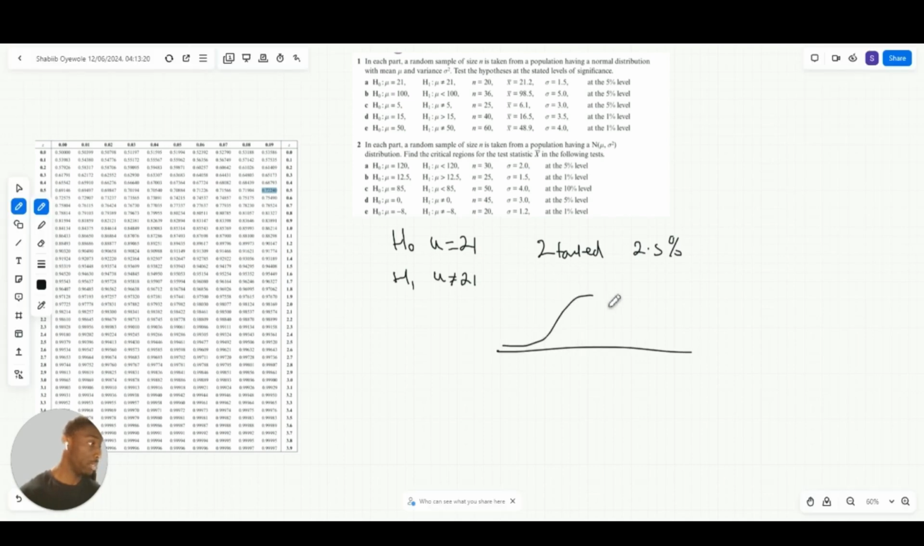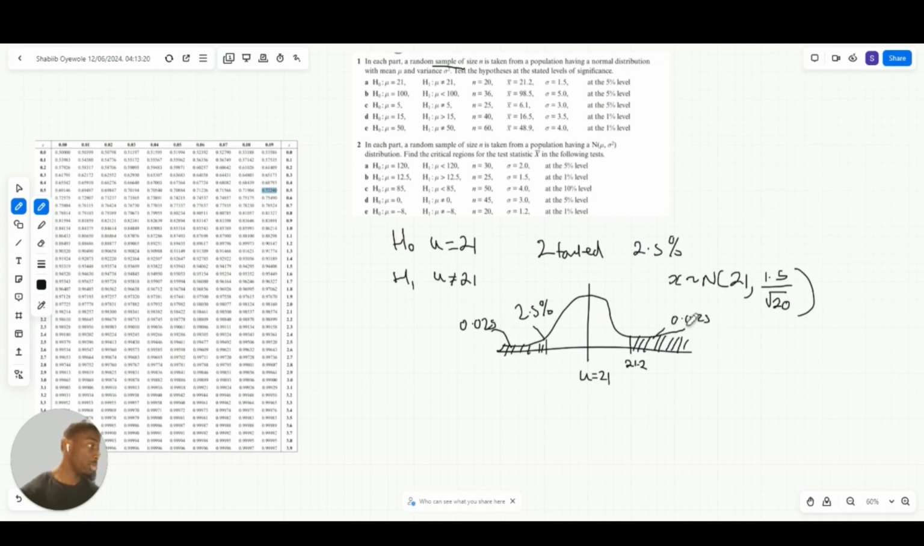So let me just draw a normal distribution. The mean is 21. Now the standard deviation is 1.5, but because it's a sample, I'm going to divide it by the square root of n, which is my sample size, because we are looking at a sample. Now the sample statistic is 21.2. So I want to work out this area, this probability. Now the significance level is going to be 2.5% because it's two-tailed. So this is 2.5%, and this would be 0.025, and this area here will be 0.025.